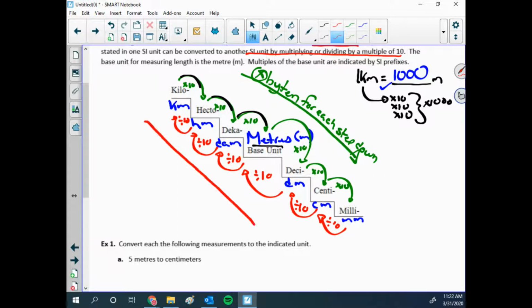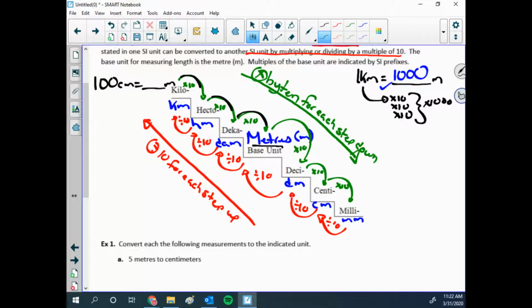So to go up this staircase, I would divide by 10 for each step up. So let's take a look at an example and see if that rule works. For example, I have 100 centimeters. How many meters is that?